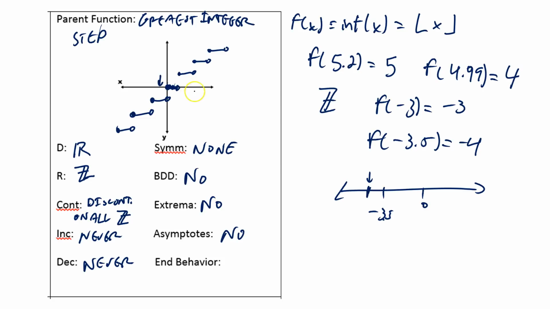End behavior is interesting. As x gets bigger, what's happening to the y values? They're getting bigger. So limit as x approaches infinity of f of x would be positive infinity. And as x approaches negative infinity, f of x is negative infinity. Right, up, left, down. That's all there is to it.